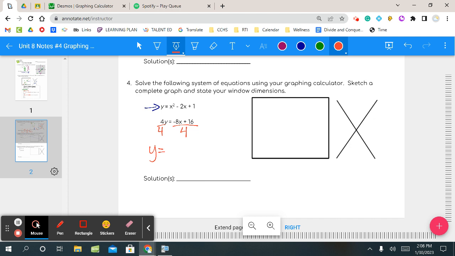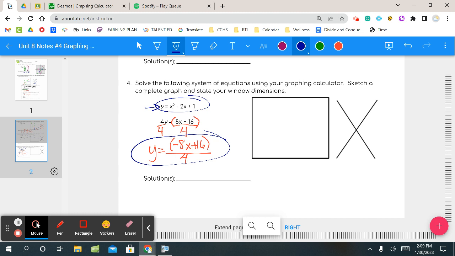Y equals, okay, remember, you can put the top in parentheses and then put divided by 4 on the bottom. That way you can put this into your calculator like that and then this into your calculator like that. You should have no issues.